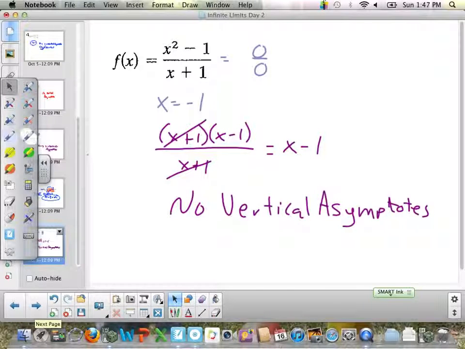So in conclusion, when you're looking for asymptotes, look for what makes the bottom 0 but not the top when the function is reduced.